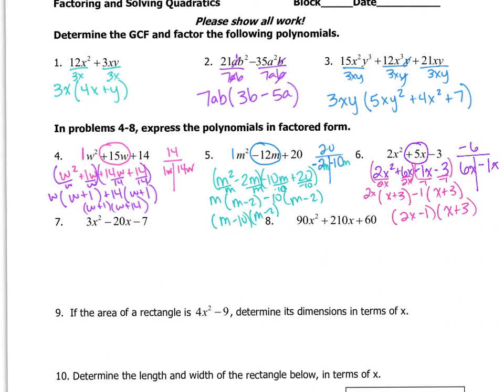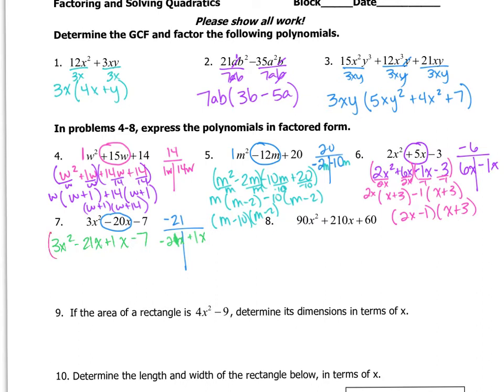Number 7, we've got to do the same thing. There is no GCF for number 7, so I'm going to multiply my a times c. So 3 times negative 7, negative 21. I need two numbers that will add to give me a negative 20. So those numbers are going to be negative 21 and a positive 1. I'm going to go ahead and put my x's on those and then rewrite. So we have 3x squared minus 21x plus 1x minus 7.